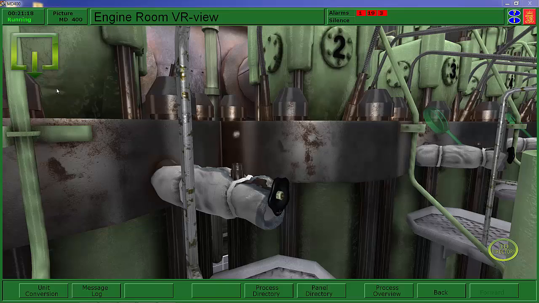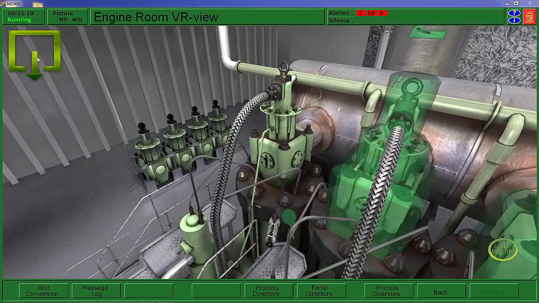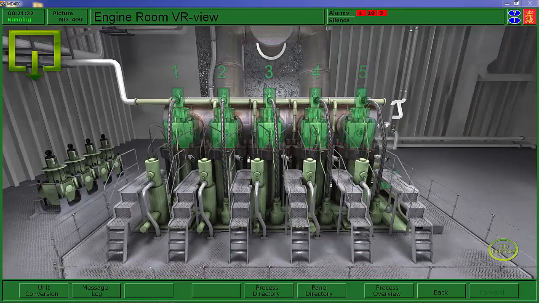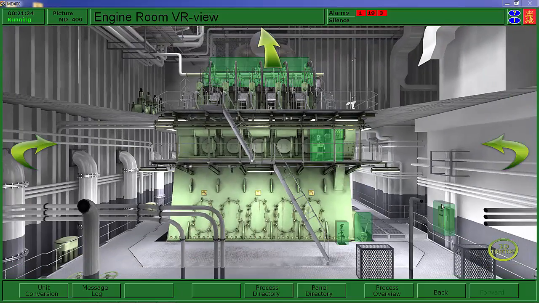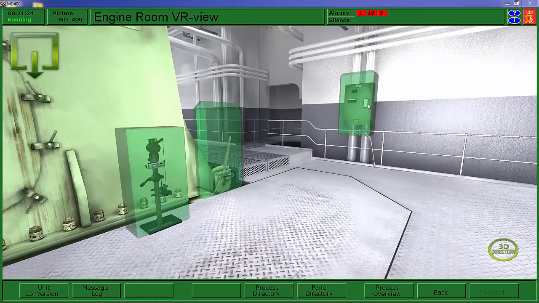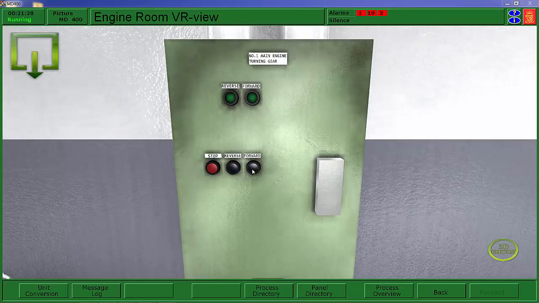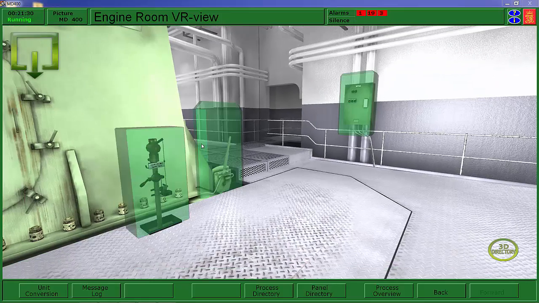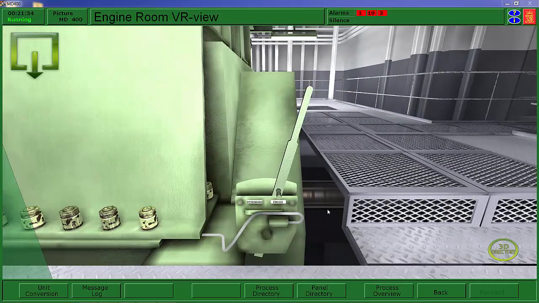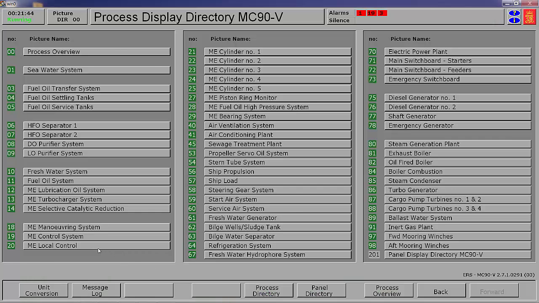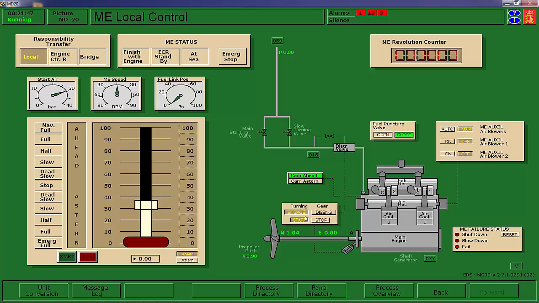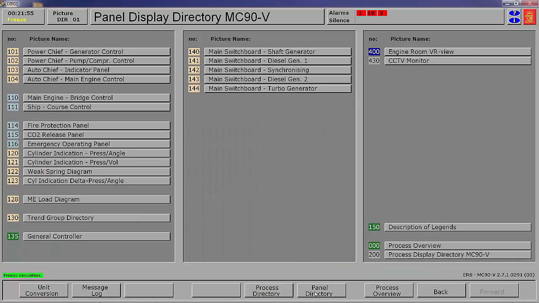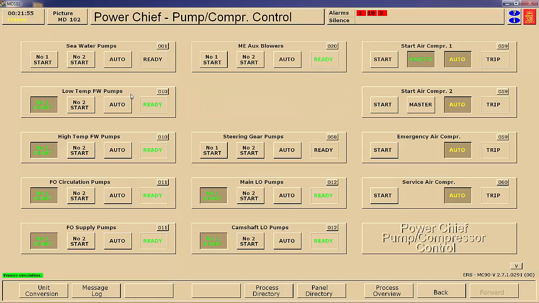All right, now with those open, we can go down and we can go ahead and put this on. And then when I look over here, I can see that my shaft is turning, but it's turning at a very slow rate. All right. If for some reason you're having trouble with the virtual, you can go to local control and you can engage it here. Let's go to panel directory and pump compressor control.